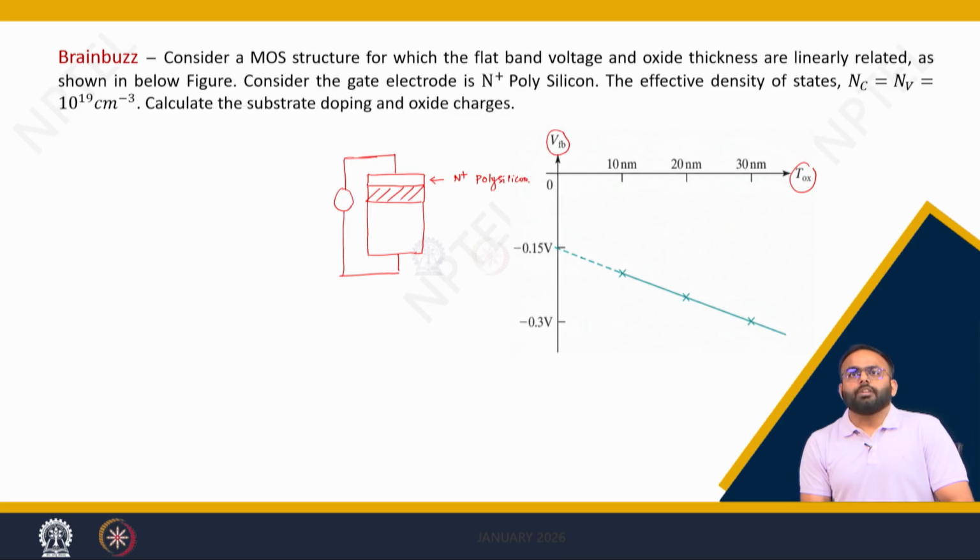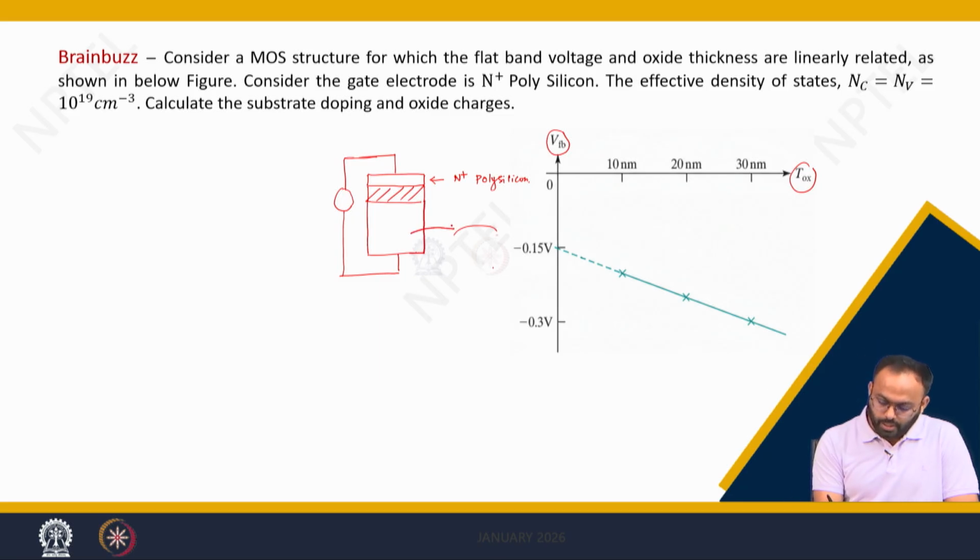The effective density of states is given that Nc equals Nv equals 10 to the power of 19 per centimeter cube. We need to calculate what is the substrate doping. Considering this is substrate, at this stage we do not know the type of the substrate. So, this is substrate.